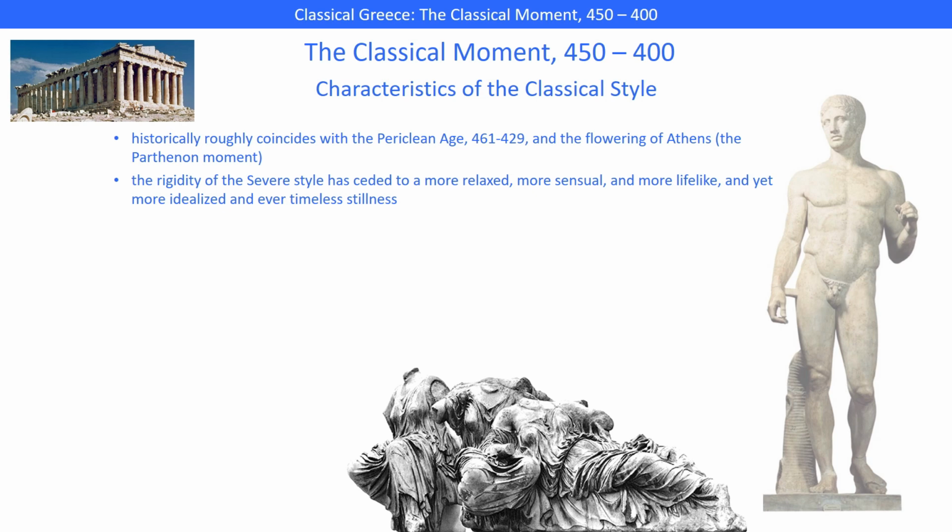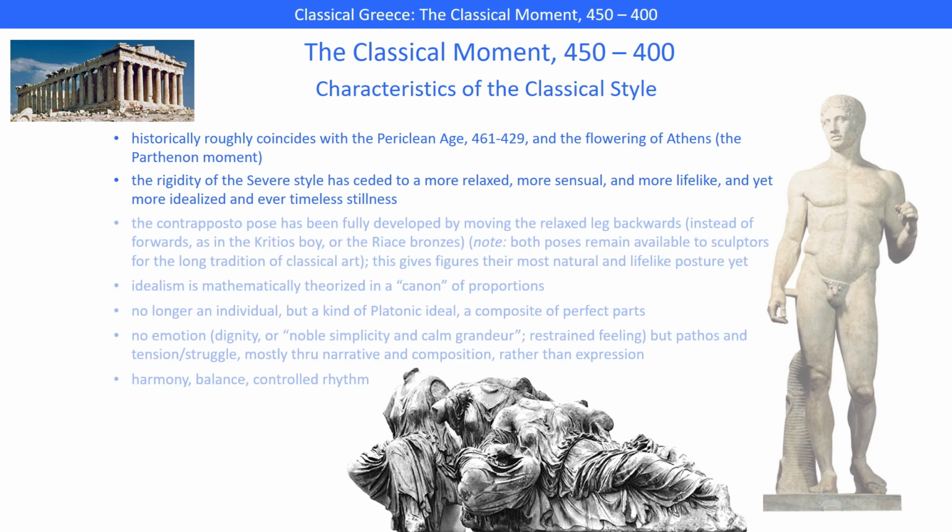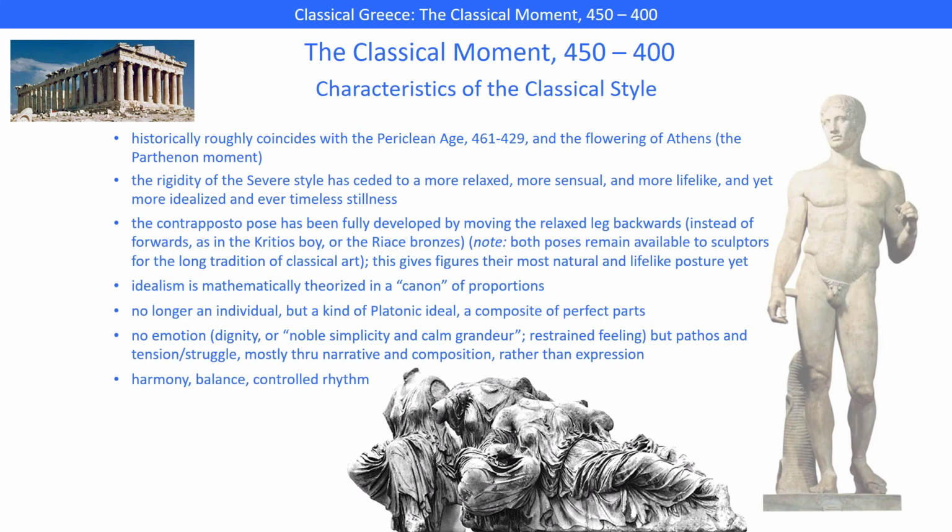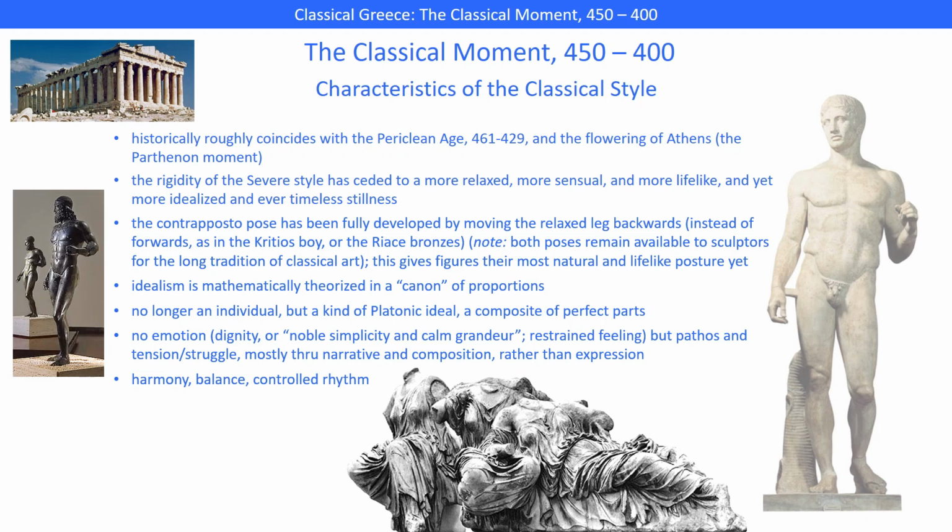The rigidity of the severe style has ceded to a more relaxed, more sensual, and more lifelike approach to figurative art, which has more of a timeless stillness than a rigidity, and an even more pronounced idealism. As we'll see with the Doryphoros, pictured at right, the contrapposto pose has been fully developed by moving the relaxed leg backwards instead of forwards, as in the Critios Boy or the Riace bronzes, although you might note that artists continued to use both relaxed back leg and relaxed front leg poses for the remainder of antiquity. All in all, this gives figures their most natural and lifelike standing posture yet.